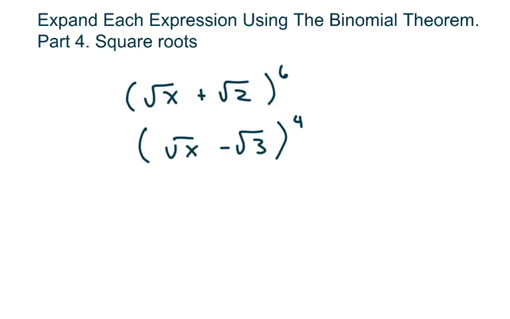Hi everyone, we're going to expand each expression using the binomial theorem. This one involves square roots, and the way I'm going to do it, I'm going to leave these the same, but on the square root of x's, I'm going to write these as x to the 1/2, because that can be written as square root of x. Okay, so we're going to get started.